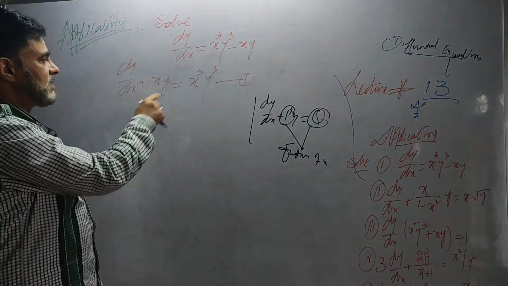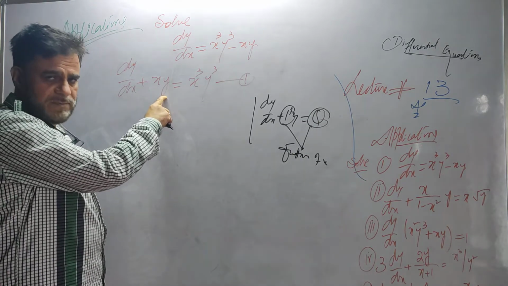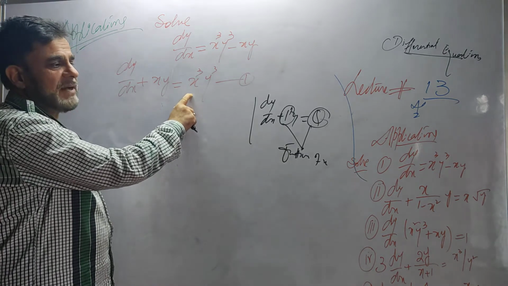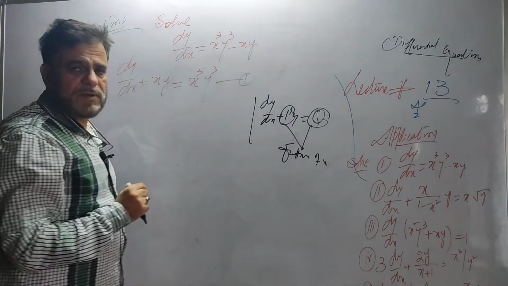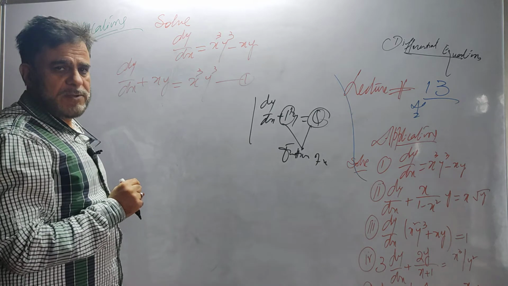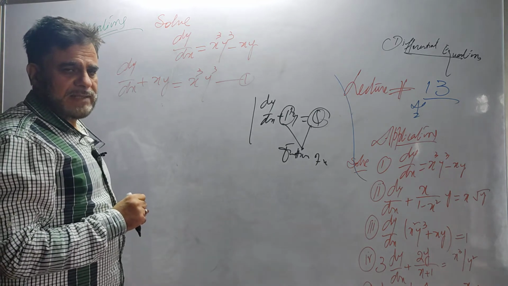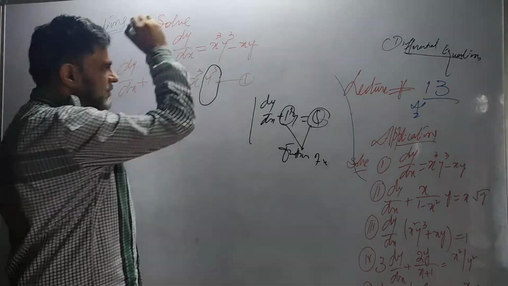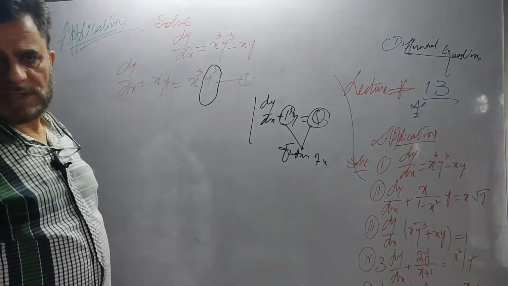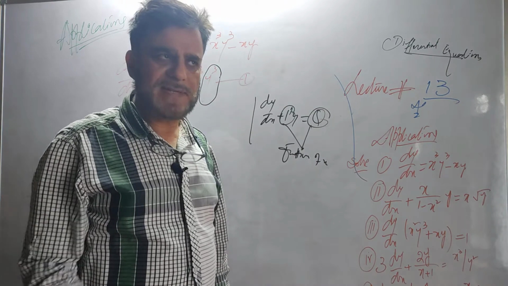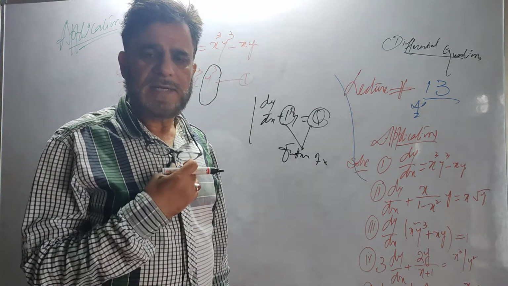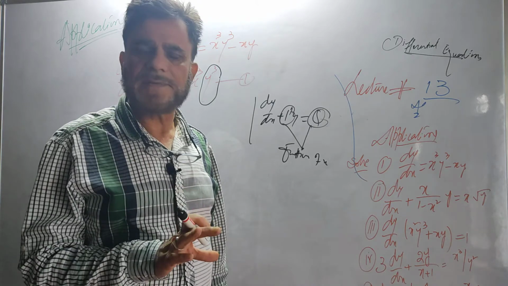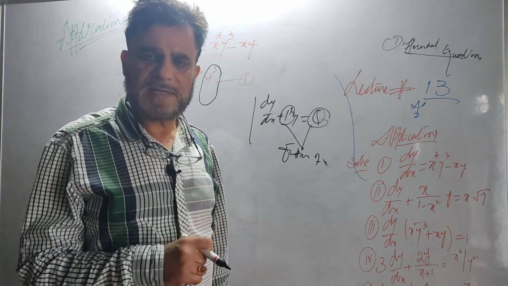Here y is linear in dy by dx, but on the right side I need a pure function of x, as per the standard form of the linear differential equation. So what is the obstacle that I have to remove here? It is obviously this x cube y cube. On the right side you should not have the y cube, because the presence of y cube means it is not a linear differential equation.